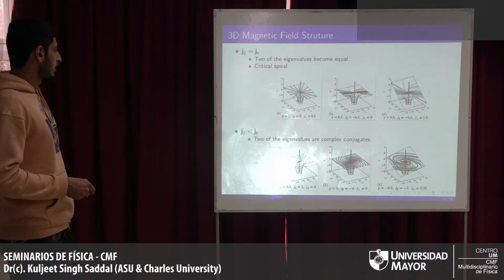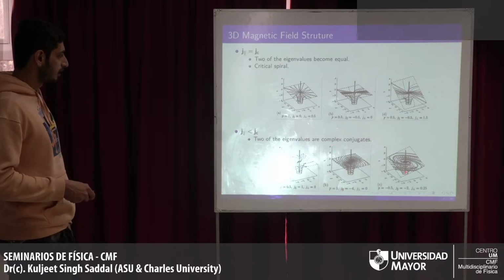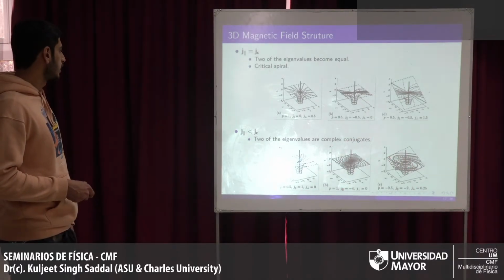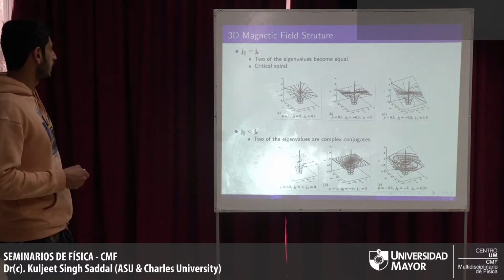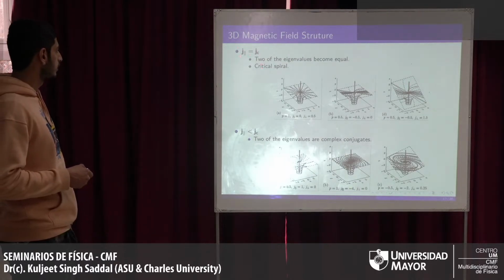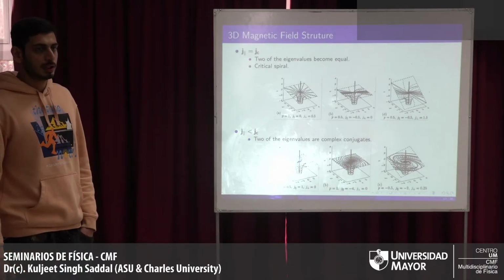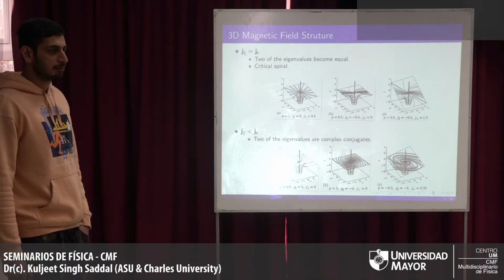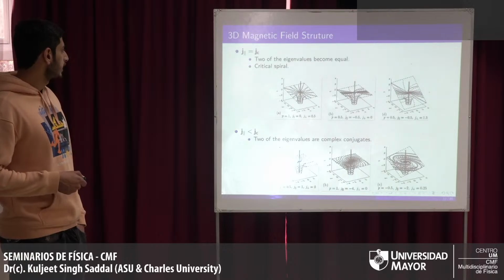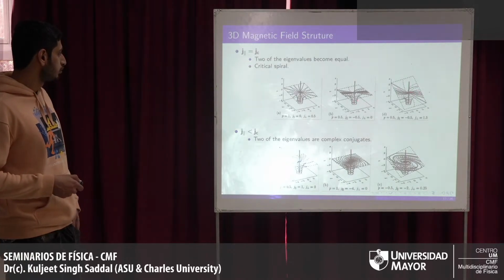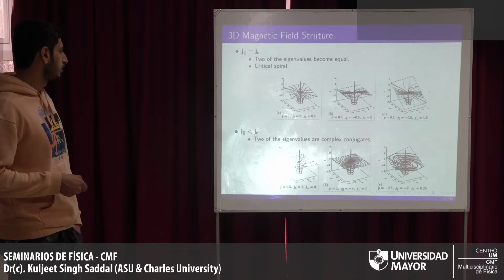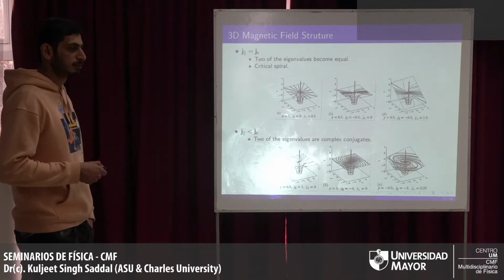Similarly, when the eigenvalues are complex, we get a spiral-like structure, as we can see here. And when j parallel equals the threshold, the eigenvalues do not exactly go to 0, but two of the eigenvalues become the same. So we get a borderline between the spiral flows and the radial flows, and they call it the critical spiral.